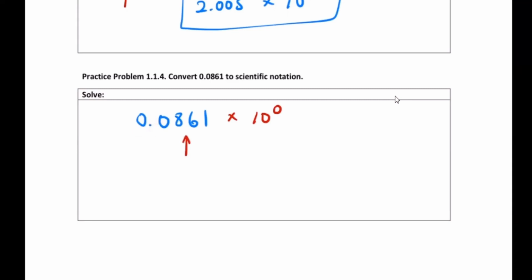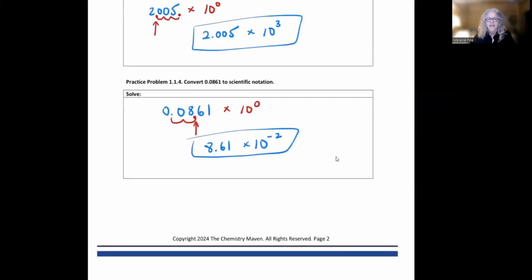So I'm going to move the decimal to just after the 8, which means I'm going to move it to the right, making this number larger, 2 spaces. Because I made the number larger by 2 spaces, I'm going to make the exponent smaller by 2 spaces. So I'm going to multiply that by 10 to the -2. And that is our lesson on scientific notation.